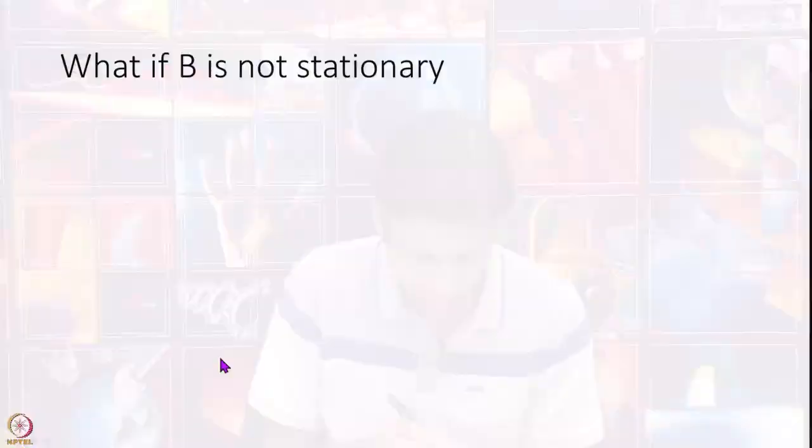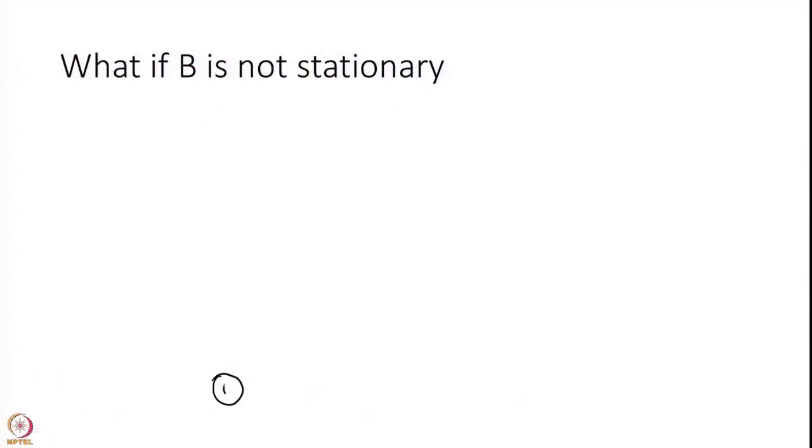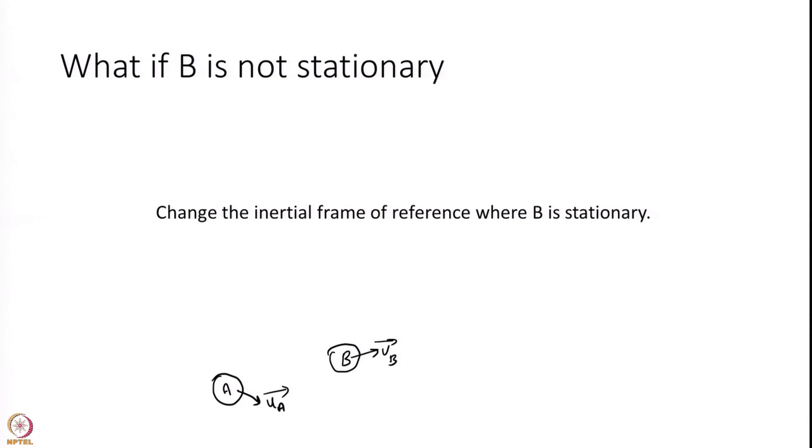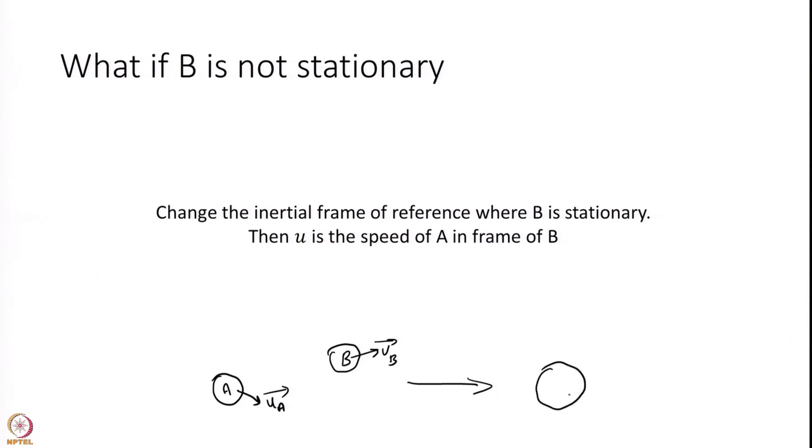So, let us start with B being not stationary. Let us imagine I have A moving with some velocity UA and B moving with some velocity UB. Both are vectors. So, what do I do now? Actually, the answer is quite simple. We simply change our inertial frame and go to a frame where B is stationary. We basically sit on B. So, we have subtracted UB from every single particle. So, this now becomes UA minus UB and B becomes stationary. So, this u is now this speed essentially.